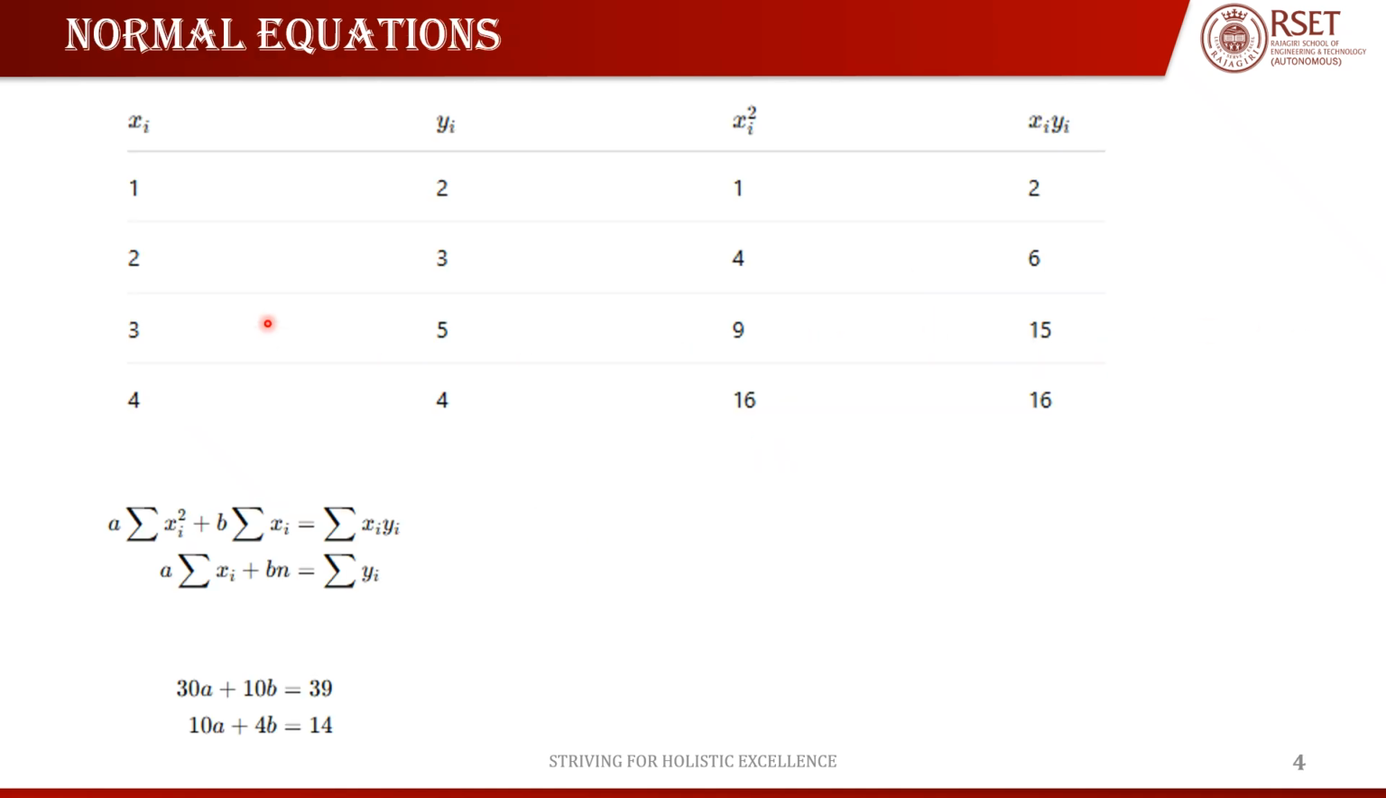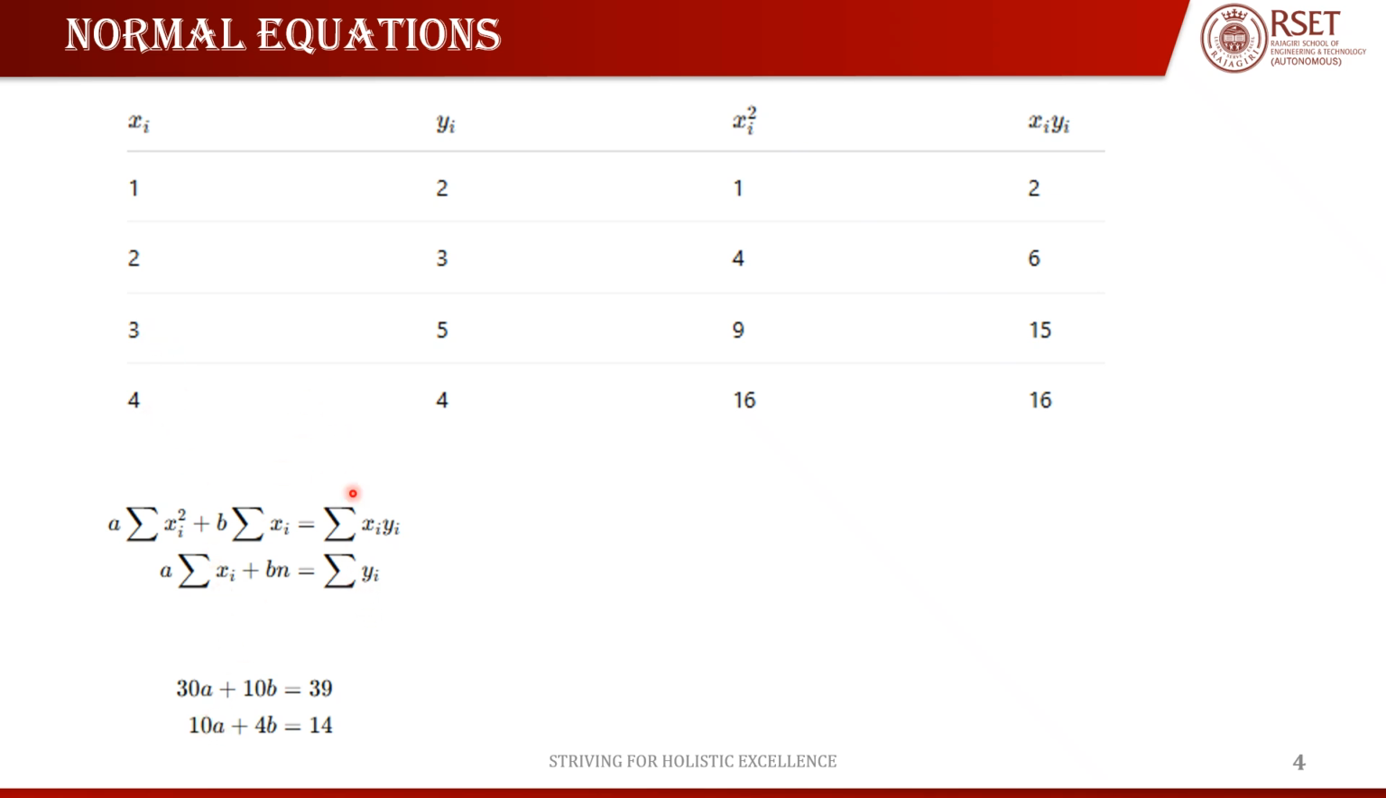So what we do is we construct the table with xi, yi, and you need xi square and also xi yi. Just calculate xi square: 1, 4, 9, 16. And xi into yi, just multiply: 1 into 2 is 2, 2 into 3 is 6, 3 into 5 is 15, 4 into 4 is 16. Then add them. You need summation xi, so add these: 1 plus 2 is 3, 3 plus 3 is 6, 6 plus 4 is 10. So summation xi is 10.